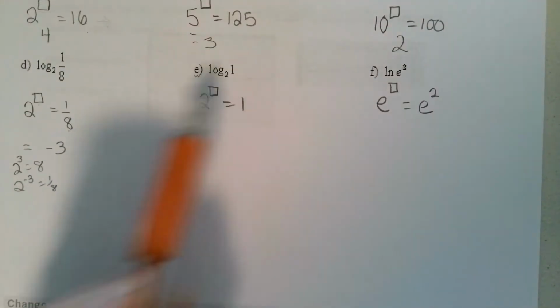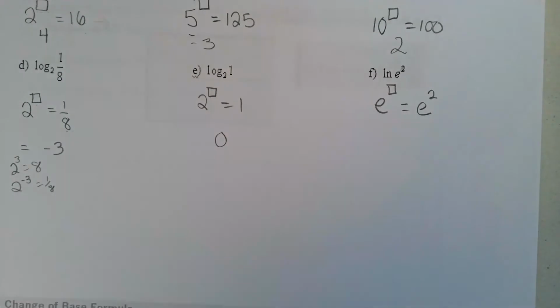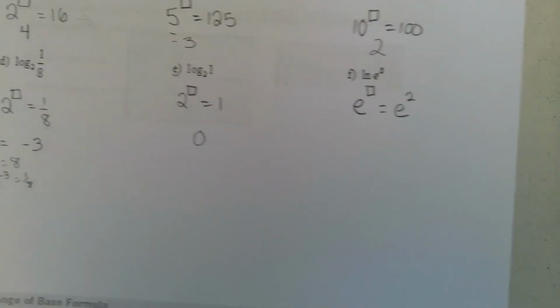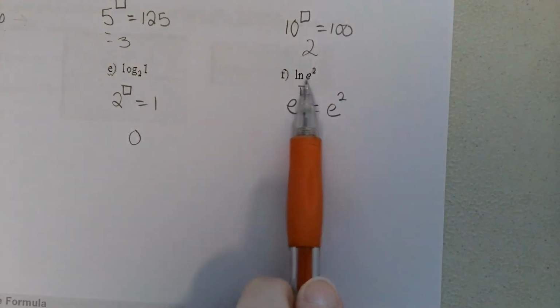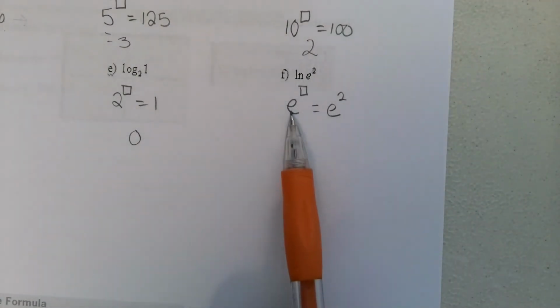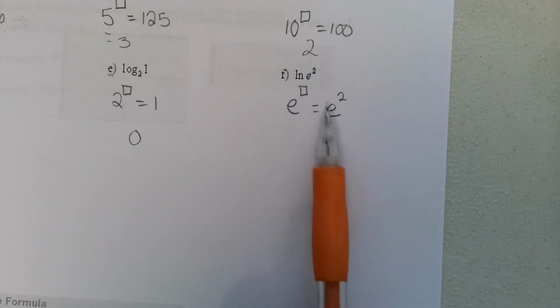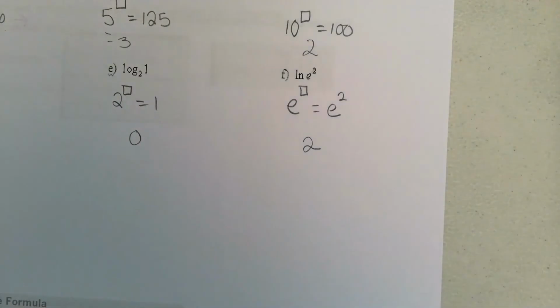Log base 2 of 1, that's right. 2 to what power gives you 1? Anything to the 0 power gives you 1. And let's look at natural log and e. We said that natural log is base e. So that means e to what power gives you e squared? Well, that's just going to be a 2.